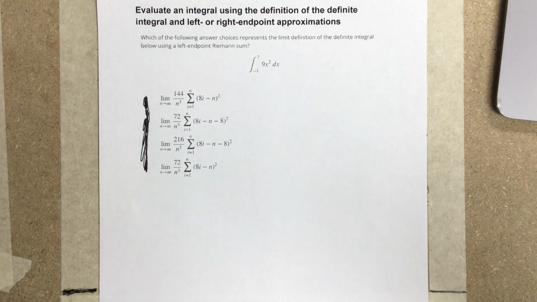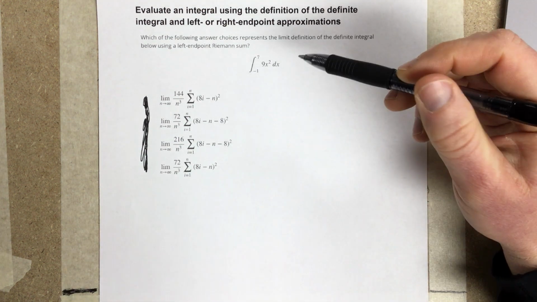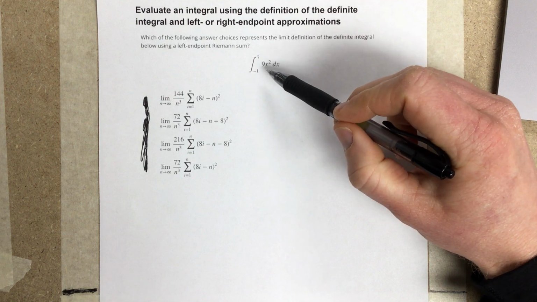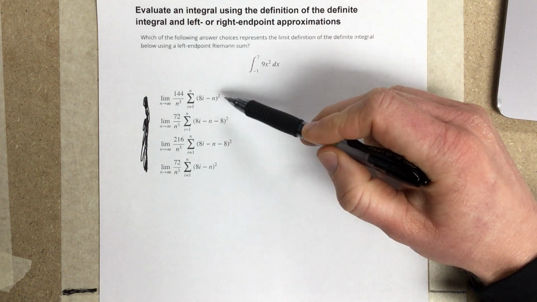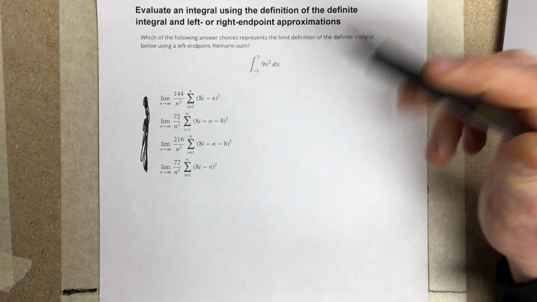In this video, we're going to evaluate an integral using the definition of the definite integral and left or right endpoint approximations. Which of the following answer choices represents the limit definition of the definite integral below using a left endpoint Riemann sum? So they want us to take this integral and change it into a Riemann sum and pick the one that fits this integration.